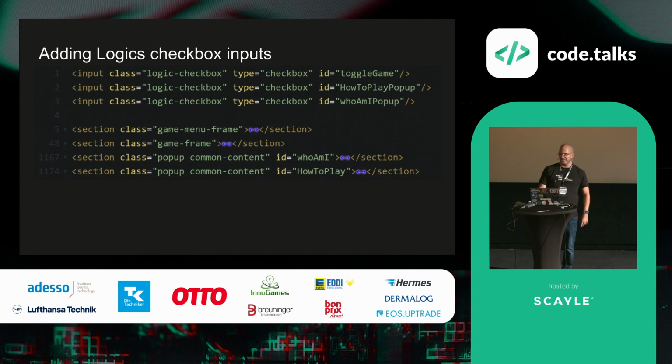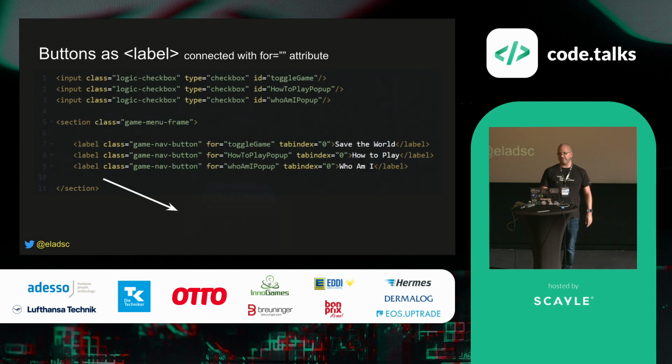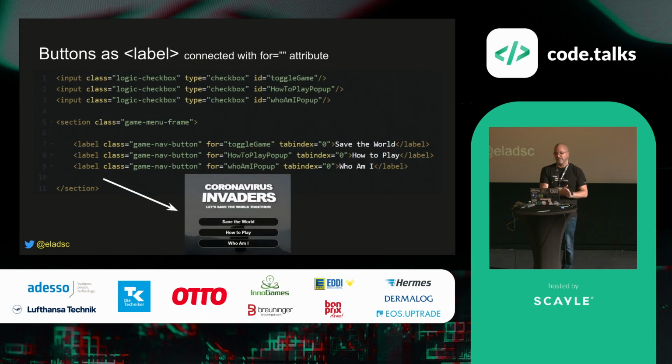How can we do it? To do that, I'm using here a really old feature of HTML. The game navigation buttons that you saw in the main navigation are not button HTML elements. Instead, these buttons are created from label HTML elements that only look like buttons. And as you can see, this Save the World label button element is being connected with the for attribute that label has to the checkbox that has the ID name of Toggle Game. You see Toggle Game here and Toggle Game here.